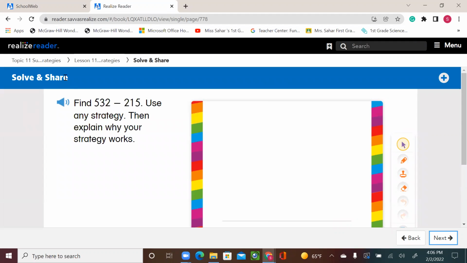Please open your book, page 489. Find 532 minus 215. Use any strategy. Then explain why your strategy works. Remember, we learned how to subtract using place value blocks or drawing in a chart when you have hundreds, tens, and ones, and we also use the open number line. So today you can use any strategy, but you need to explain. Don't just give the answer, you have to show how you got your answer, all right?